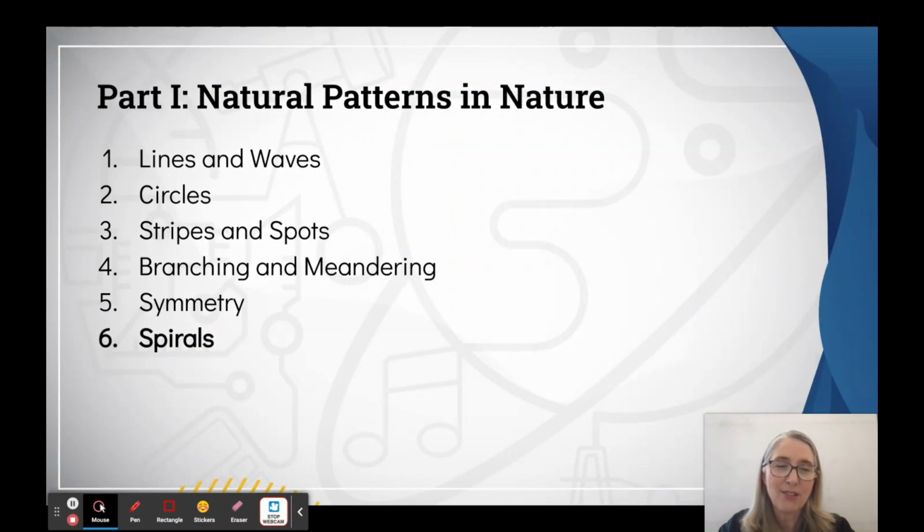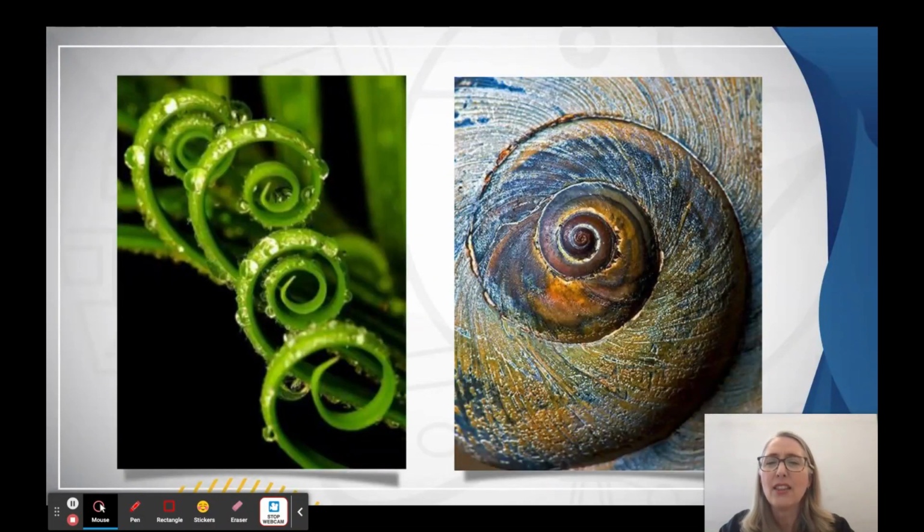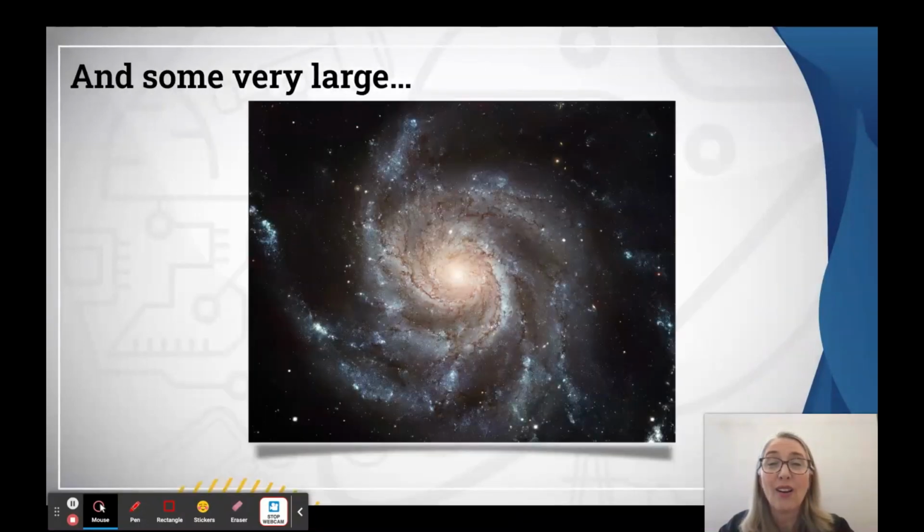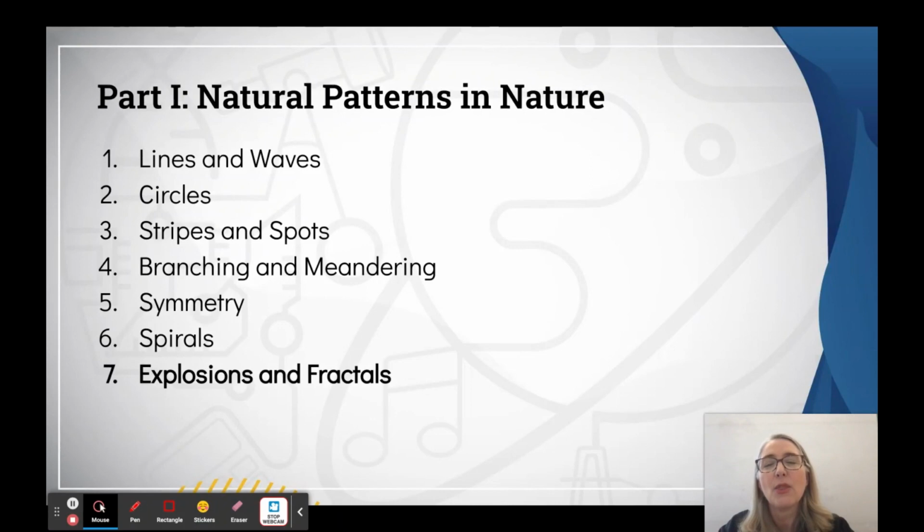We also have spirals found in nature. These beautiful leaves that are unfurling as they grow in the spring, or the snail shell that you often see in your own front yard. Spirals can be very small. These are 1.5 millimeters. Think about the tip of a pencil. Or they can be very large, like this entire incredible galaxy. There are also explosions and fractals in nature.